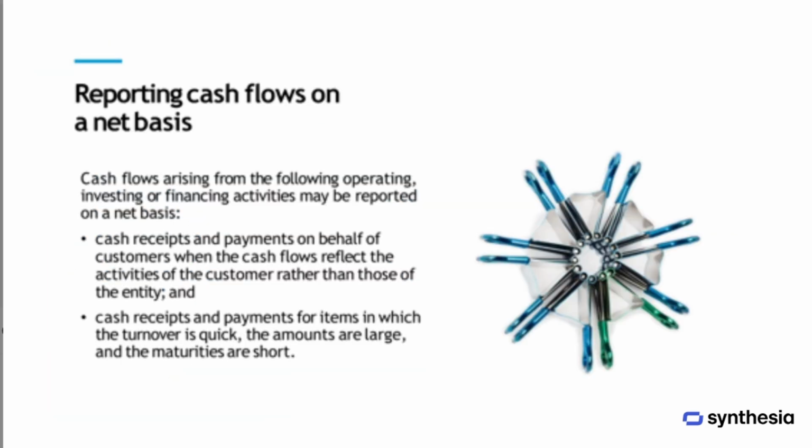Cash flows can be reported on a net basis for certain activities where it is appropriate. This includes cash receipts and payments on behalf of customers when those cash flows primarily reflect the activities of the customer rather than those of the entity. Additionally, cash receipts and payments for items that have quick turnover, large amounts, and short maturities may also be reported on a net basis. This approach simplifies reporting and provides a clearer picture of the entity's actual cash flows in such circumstances.